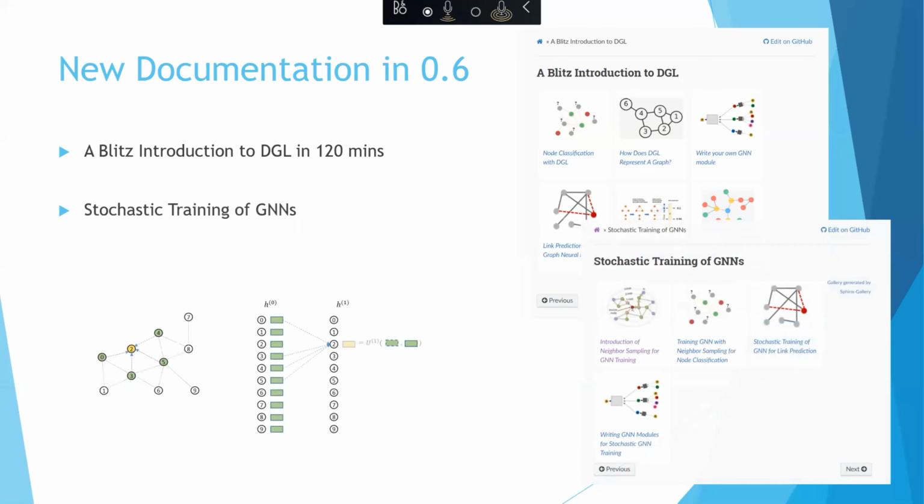We also release a set of tutorials on the topic of mini-batch training or stochastic training of GNNs. This topic is more advanced because the stochastic training of GNNs is quite different from normal SGD of image classification or NLP. For this set of tutorials, we teach you step by step how to train GNNs with neighbor sampling for node classification or link prediction. We also illustrate the core idea of the neighbor sampling algorithm using animation like what you see here.